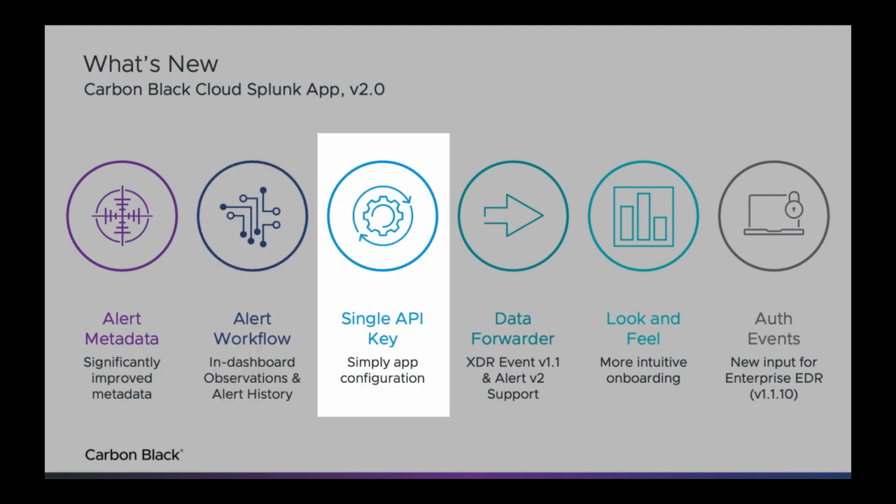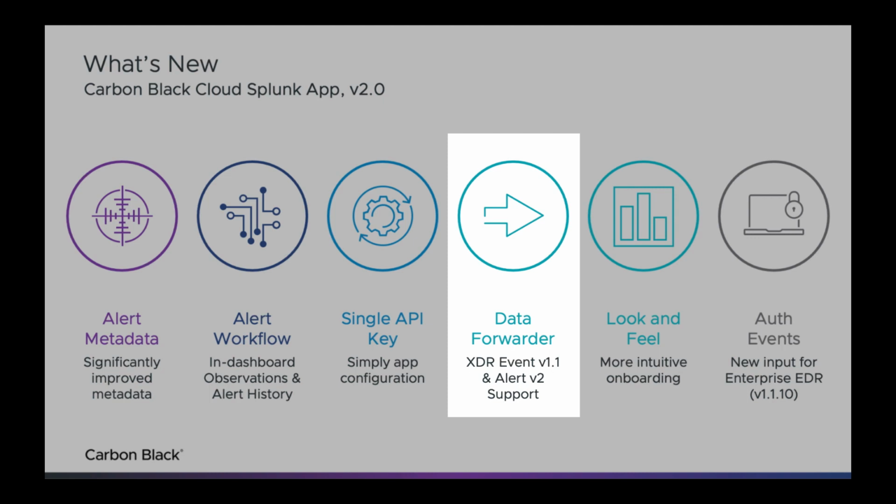Previously, you could use a custom type key for most everything the app did, except for the audit logs input and the live response alert actions. In this version, every input, action, and command can use the same custom type API key. You'll still need to select the correct permissions in the Carbon Black Cloud access level, but no more duplicate keys required unless you want to manage multiple keys to accomplish a least privileged auth model.